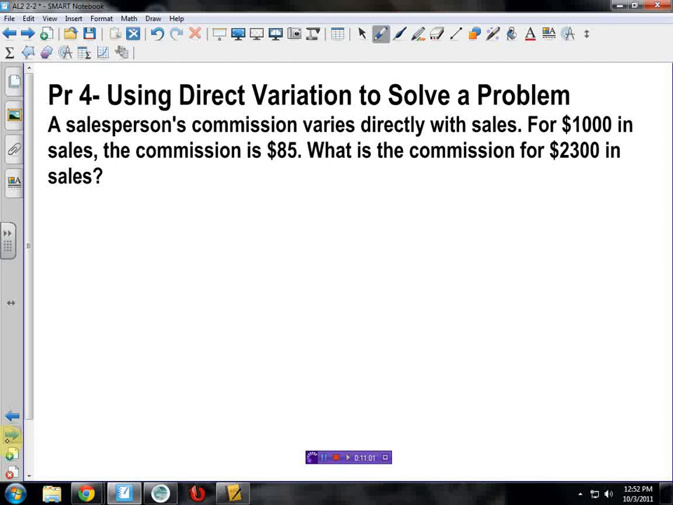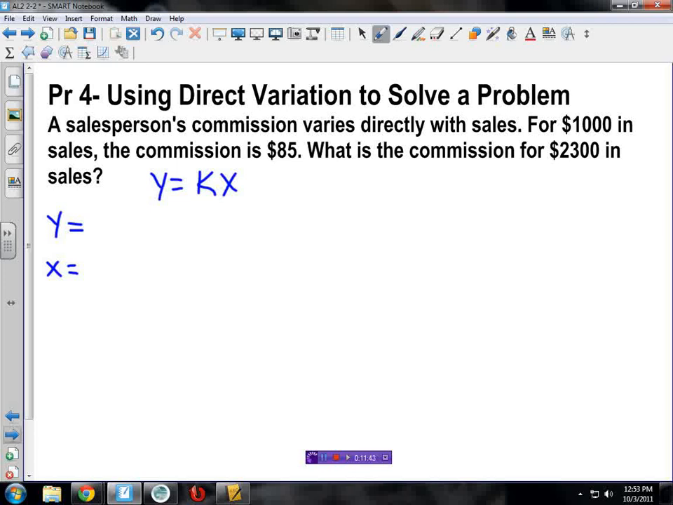So this one, a salesperson's commission varies directly with sales. For $1,000 in sales, the commission is $85. What is the commission for $2,300 in sales? Okay. Now, varies directly looks like that, right? We need to decide, what are we going to make x, what are we going to make y? Now, the key to this, do you got a guess? Let's figure it out, okay?